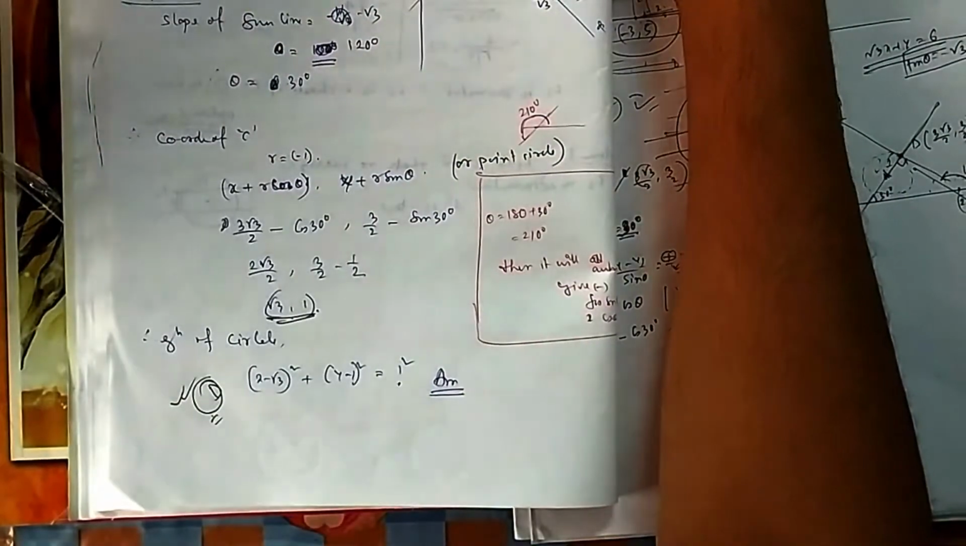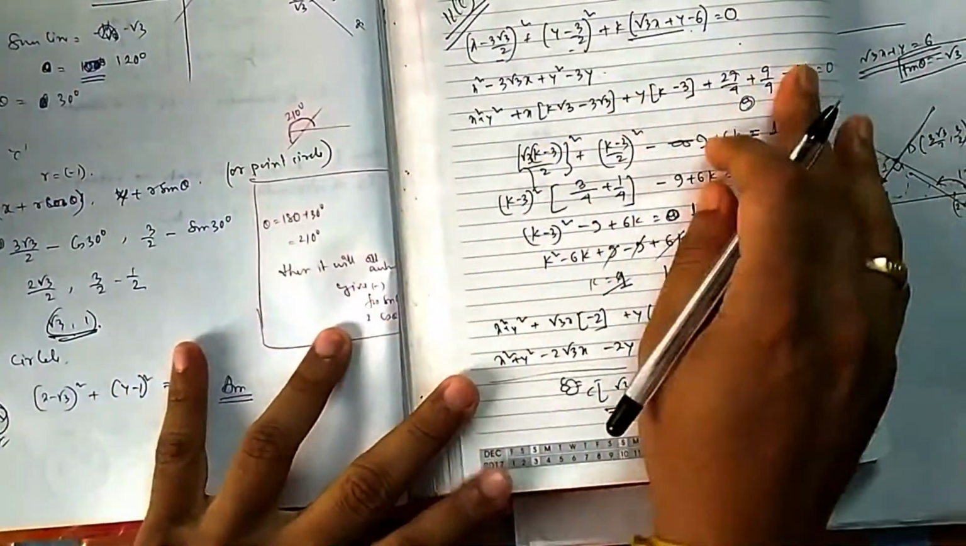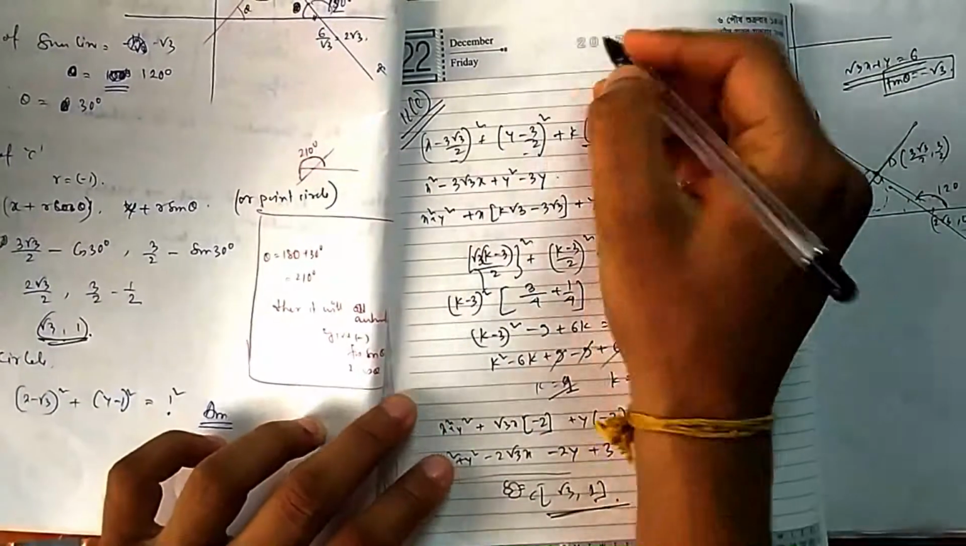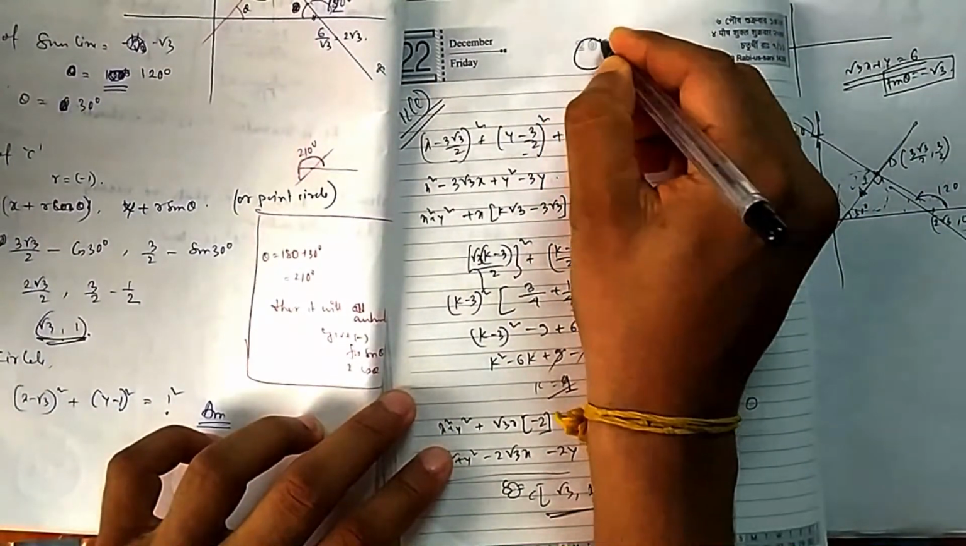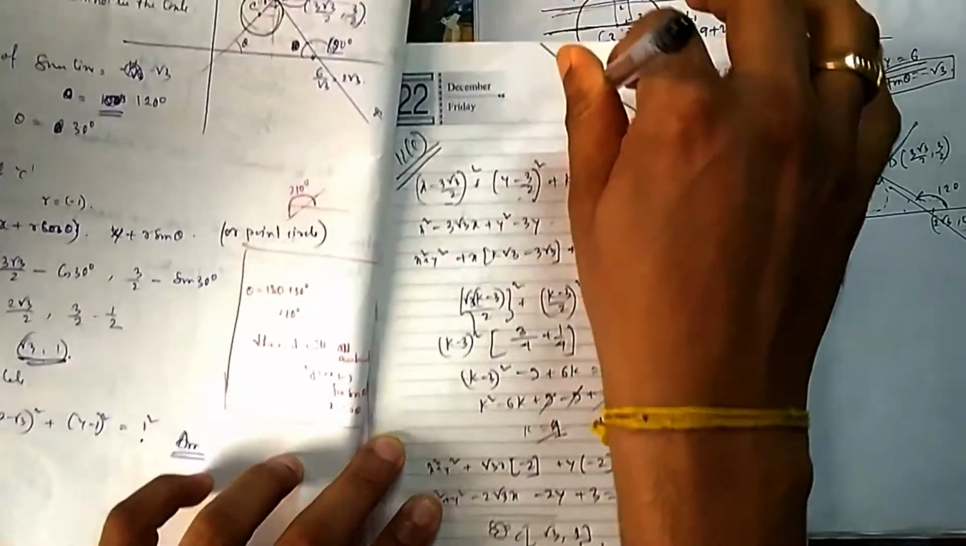Or you can do it by using the point circle concept. I have solved it here. What was the point circle concept? Because you have a point here and the circle is touching here, you can consider this a point circle.